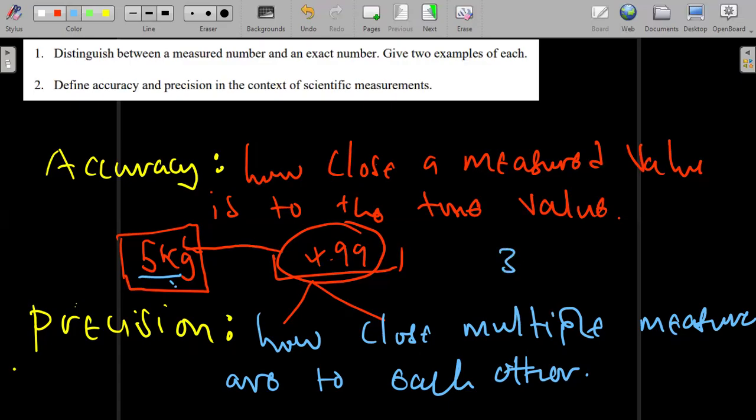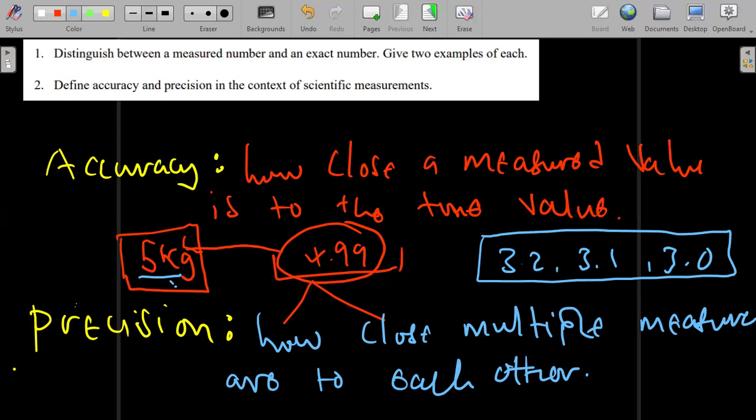So if this is our true value, and I measure this same object on a scale and obtain 3.2, and then another one 3.1, 3.0, these three measurements are close to each other, but they are not close to the true value. By the fact that they are close to each other, we say they are precise. Precision is how close the measurements are to each other, even though they are not close to the true value. But for accuracy, the measured value has to be close to the true value or the accepted value. That's the difference between those two.